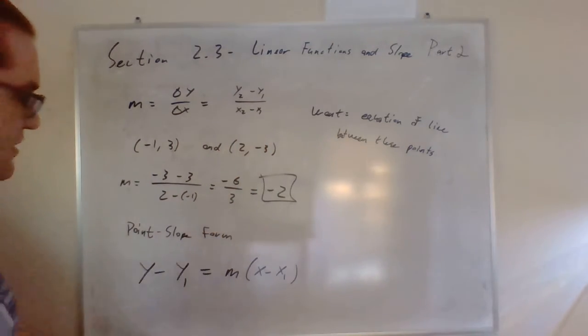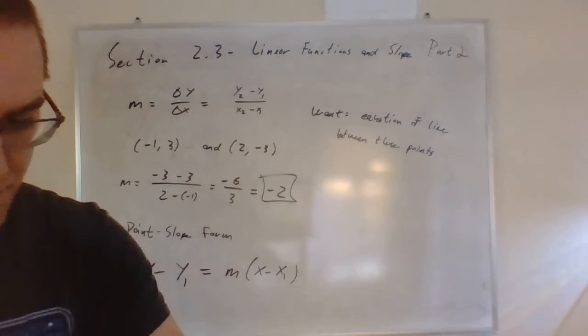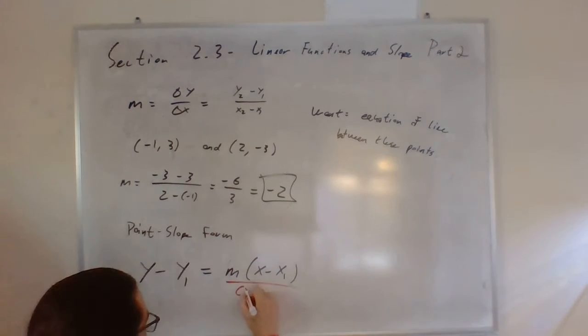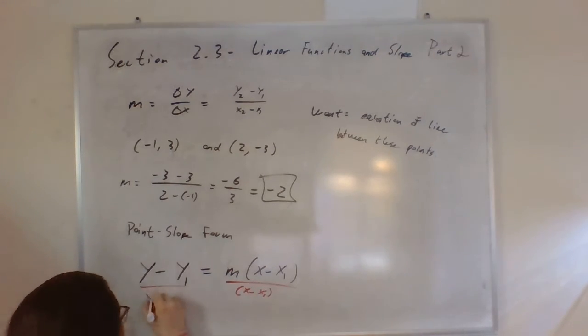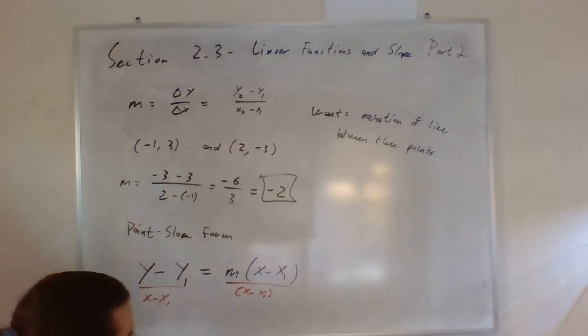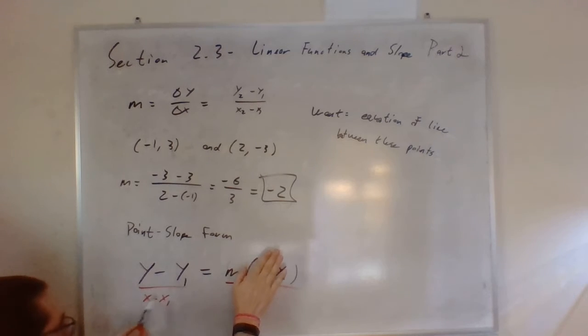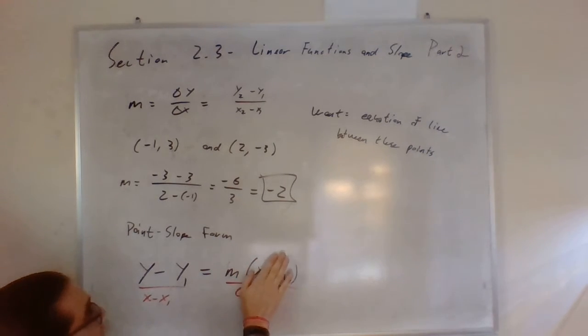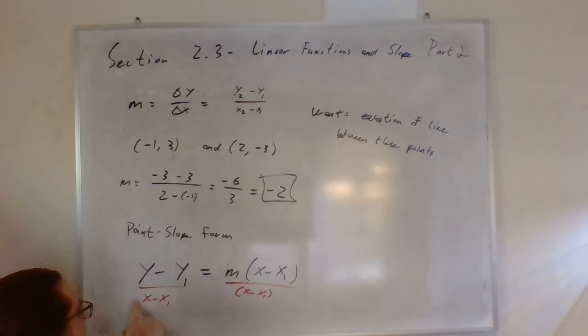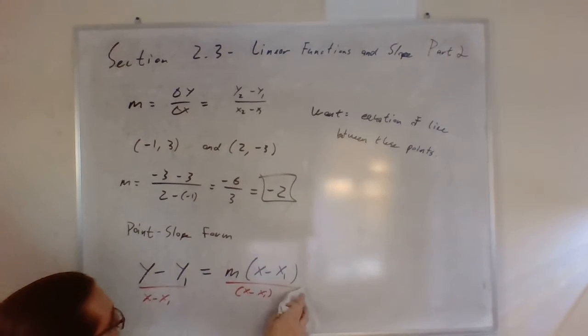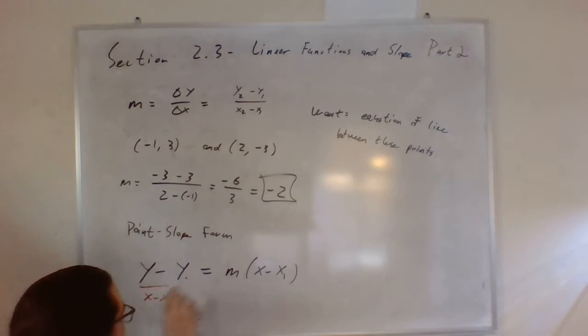If you treat this like it's an equation, and divide both sides by x minus x1, this cancels and just leaves you with m on the right. So m equals y minus y1 over x minus x1, which is basically what we have here. We're just using y and x instead of y2 and x2. So functionally, this is exactly the same as the slope calculation.